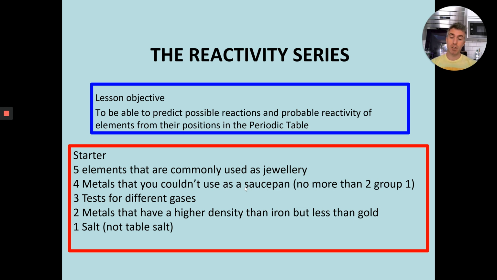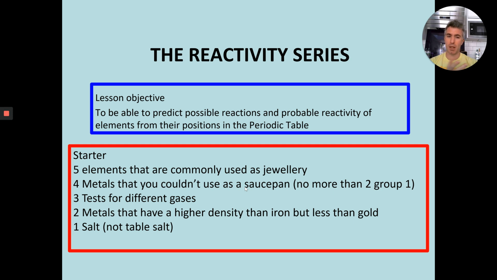We're going to look at the different types of reaction, and then from those reactions, we're going to place the elements in the periodic table into an order of the reactivity, which is the most and which is the least, and we call that the reactivity series. So we're going to be able to predict possible reactions based on the reactivity series and where it is in the periodic table.